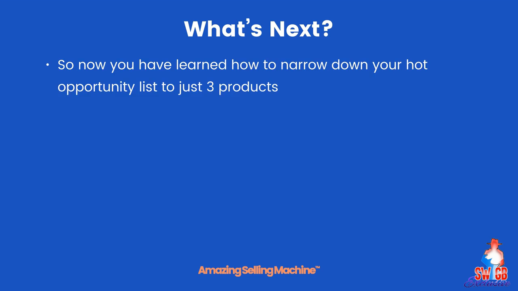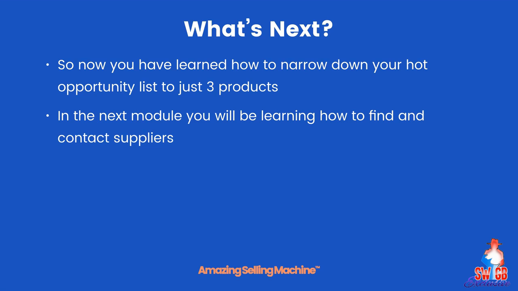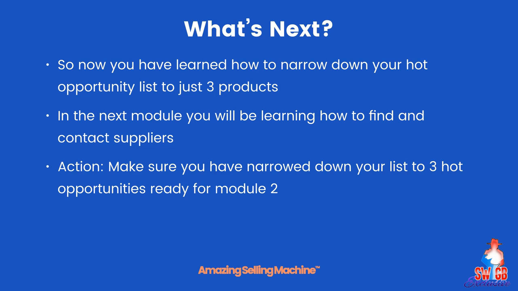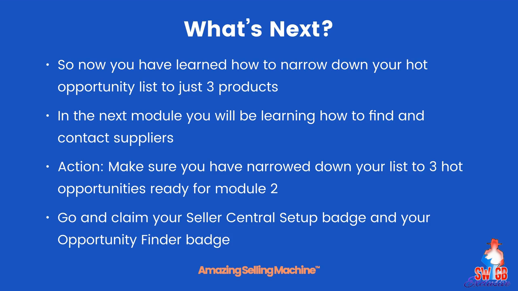So what's next? Now you've learned how to narrow down your hot opportunity list to just 3 products, and you'll be taking these 3 products into the next module. In the next module, you'll be learning how to find and contact suppliers, and you will narrow down your list of 3 to your best opportunity. With that opportunity, you're going to be ordering samples. Action step: make sure you've narrowed down your list to 3 hot opportunities ready for module 2, and go and claim your Seller Central setup badge and also your Opportunity Finder badge.